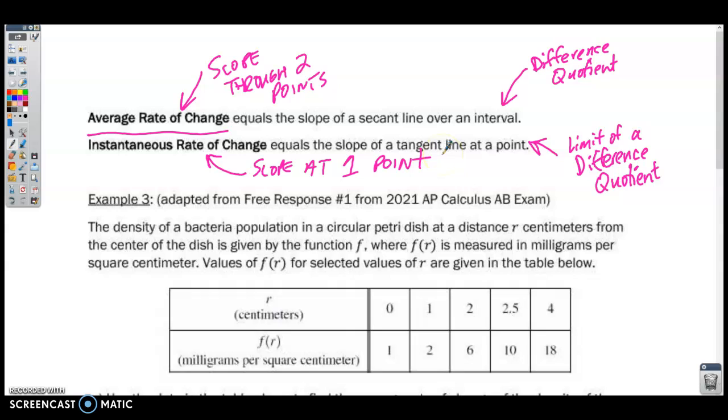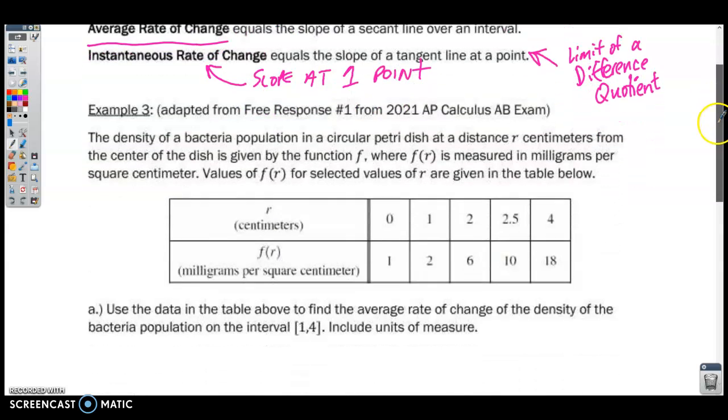Okay. In this video, what we're going to do is we're going to look at a couple of examples. The first one is adapted straight from free response question number 1 from the 2021 AP Calc AB exam. And so a fairly recent free response question that we've adapted and borrowed the data from and twisted around the question a little bit. And then we're going to look at another problem where we're finding the rate of change from an equation. So we're going to start with one example from a table and then look at another example from an equation. So here we go, example 3.